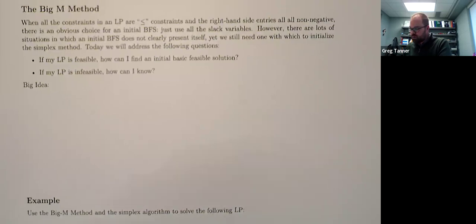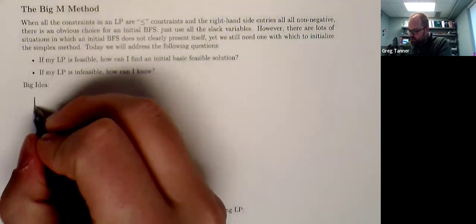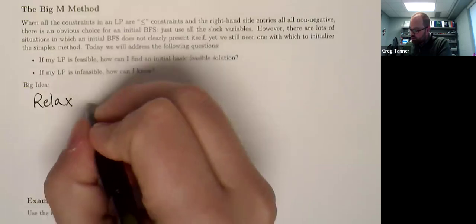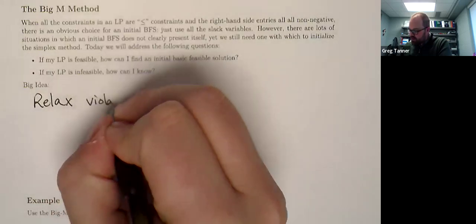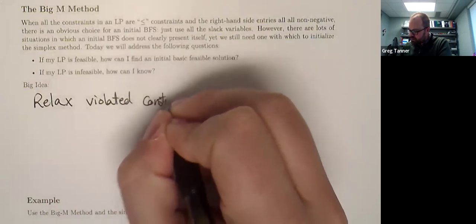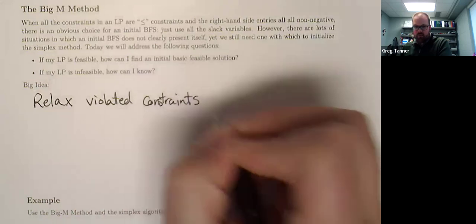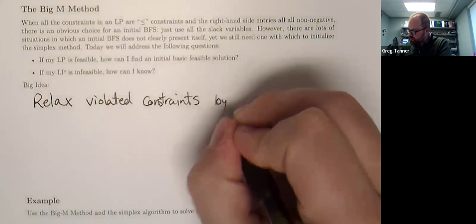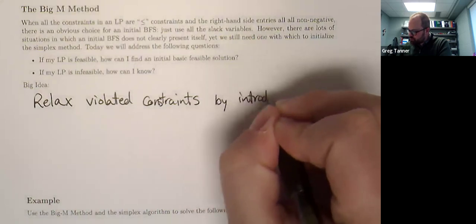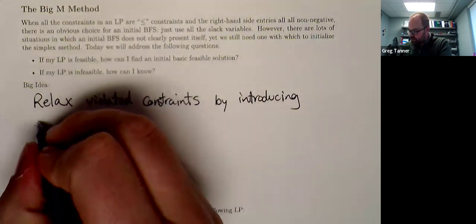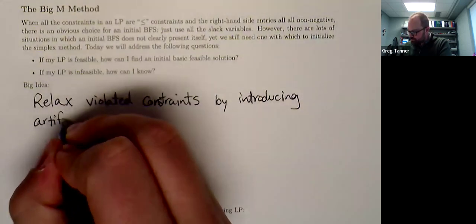Okay. So the big idea behind the Big M method is that we're going to do something called relaxation, and that we are going to relax any violated constraints. This is just a fancy way of saying we're going to add more wiggle room to them. And we're going to do that by introducing extra variables. We're going to call these variables artificial variables.